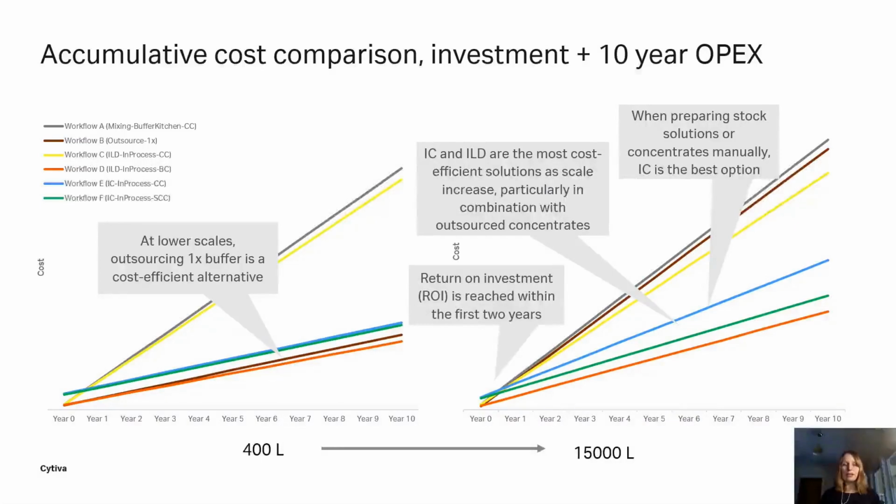And interesting is to also take a look at the ROI, the return on investment. You can see that for all the workflows, this is reached within the first 2 years. So even if you require some CapEx investment, you will still reach a good cost efficiency over time.